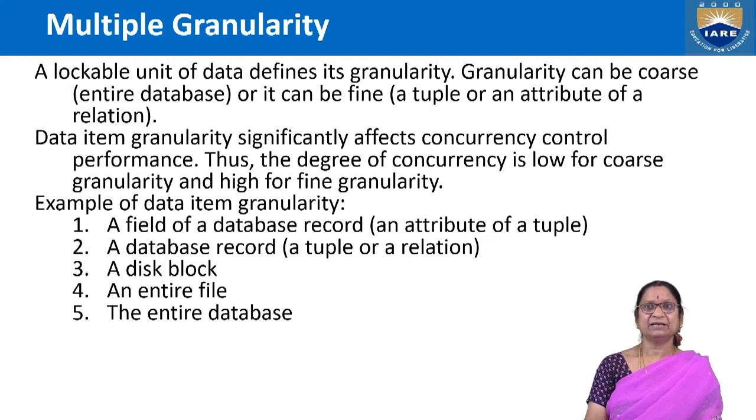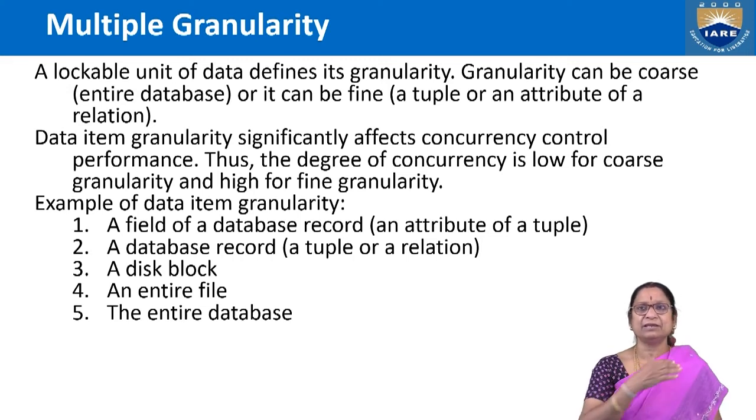So the data item granularity significantly affects our concurrency control performance. That is, the degree of concurrency is low if the granularity is coarse. That means at a higher level, where we are imposing the locks, the concurrency is going to be low. And high concurrency will be there for fine granularity. If you include a lower level, then automatically the next higher levels can be properly included.